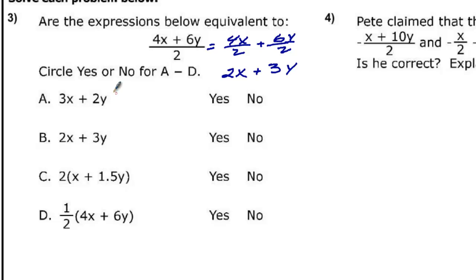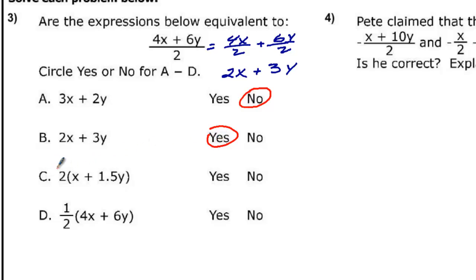3x plus 2y. Well, see, they tricked us, or they tried to trick us. They're not going to actually get us. They reversed the coefficients. So they put the x coefficient with the y and the y coefficient with the x. That is going to be a no. Number 2, or letter B, 2x plus 3y, that's exactly what we have.